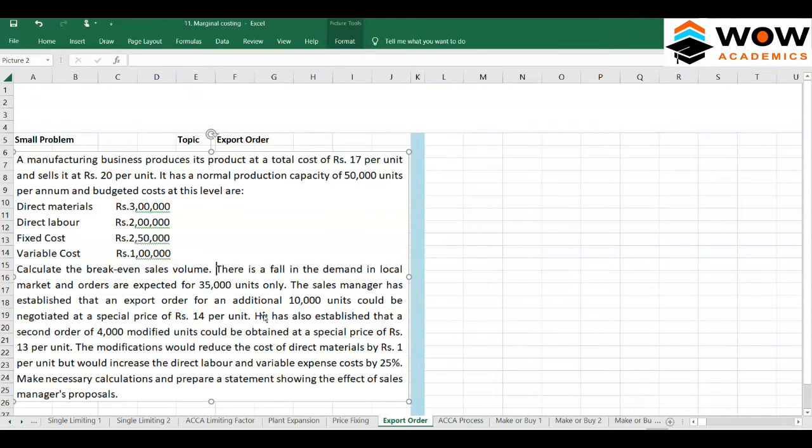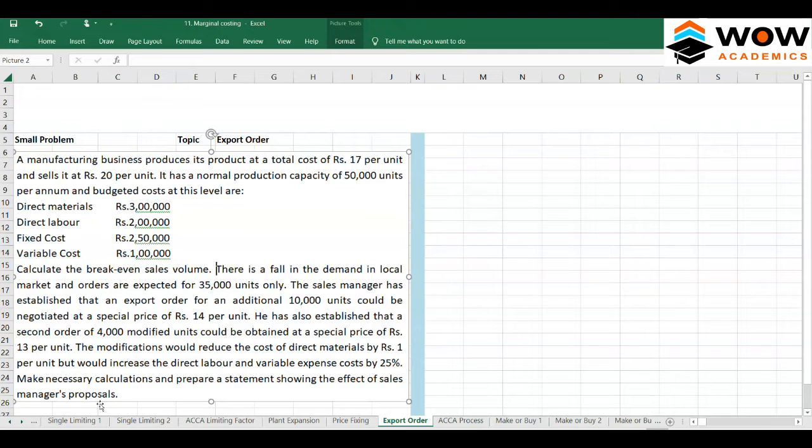He has also established that a second order of 4,000 units, modified units, could be obtained at a special price of 13. So he's bringing another order also for the balance capacity. The modifications would reduce the cost of direct materials by 1 per unit, but would increase the direct labor and variable expenses costs by 25%. So this information is only for these 4,000 units. Make necessary calculations and prepare a statement showing the effect of the sales manager's proposal.